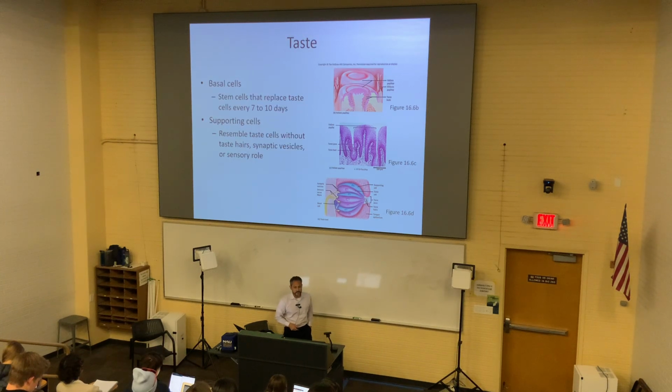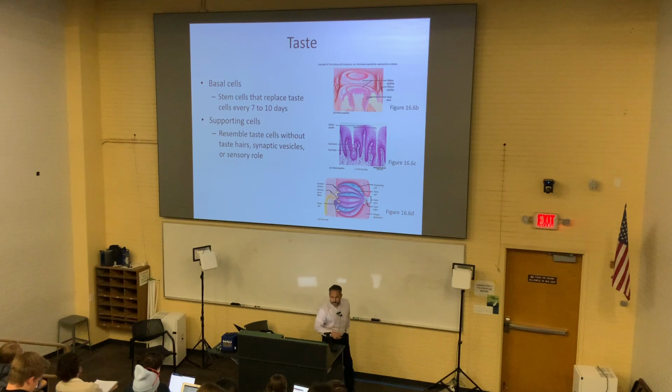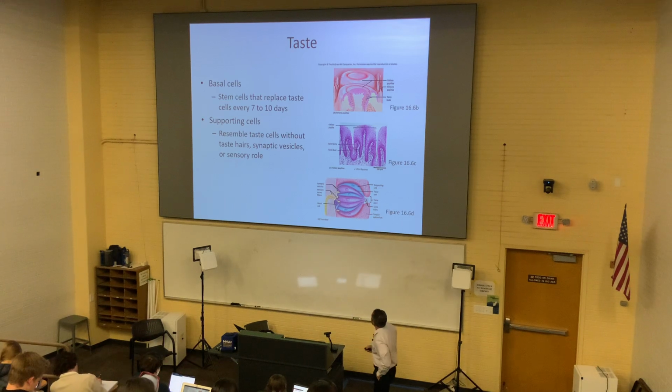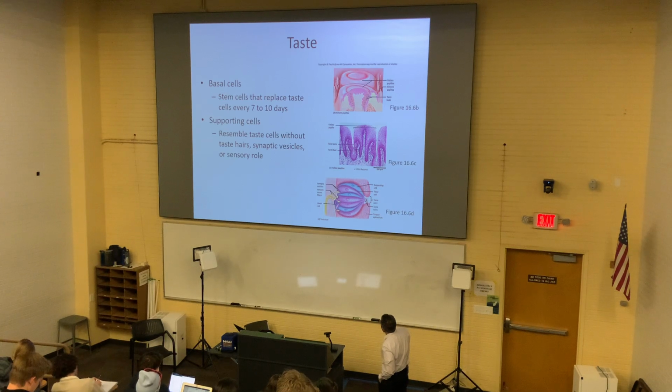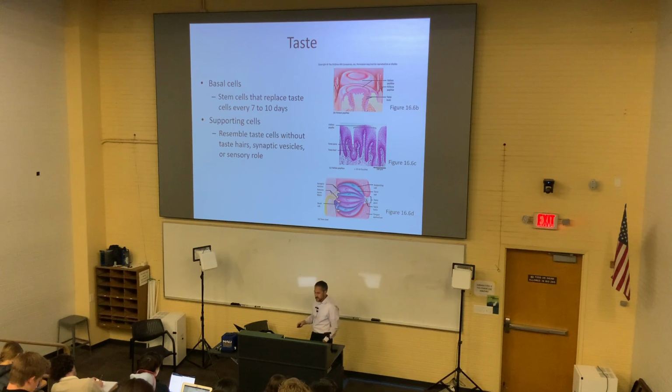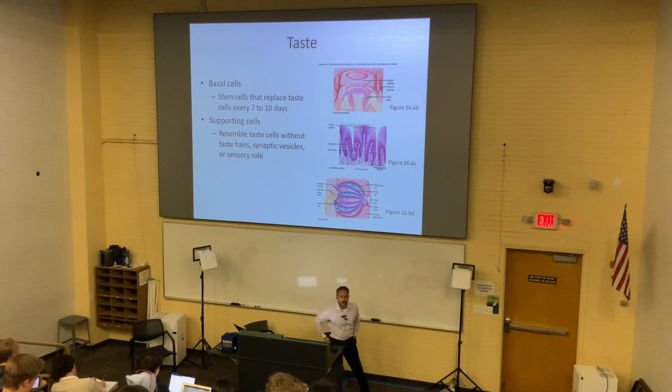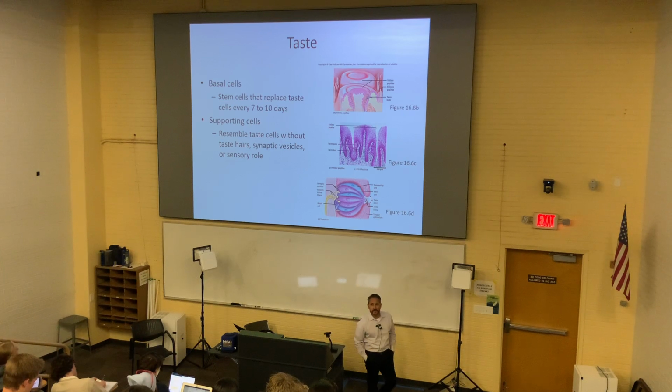Okay, the basal cells. The basal cells, you can see, are located here at the back, the third cell type. We talked about supporting cells, taste cells, and now the basal cells. These are the stem layer that replaces either a supporting cell or a taste cell approximately every week to week and a half.